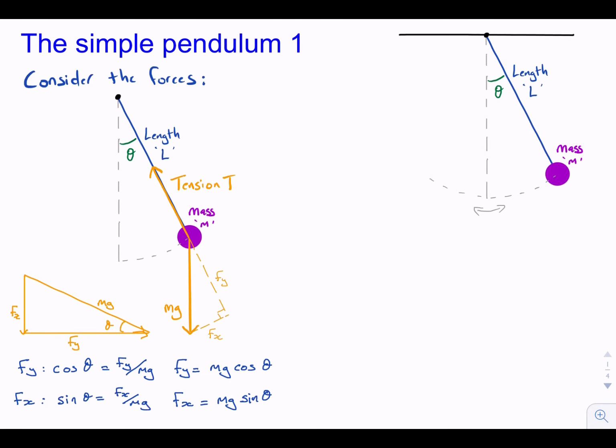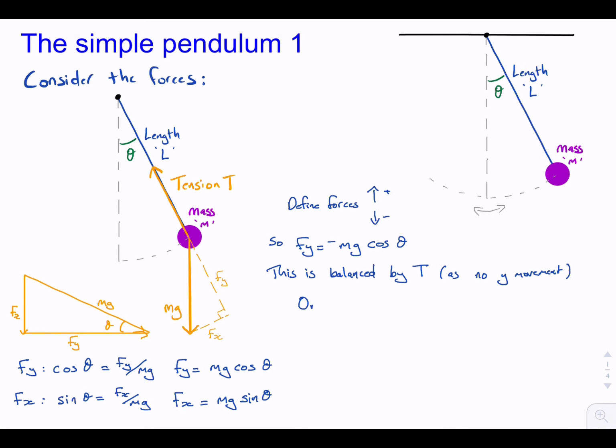Now we can define the directions of the forces. We see that this will be negative. So Fy equals minus mg cos theta, and if we have a look at our free body diagram, we can see that this is balanced by the tension T, because we have no movement in the y direction. So our total force must be just equal to the x component, Fx. And this is equal to Fx equals minus mg sine theta. This is the restoring force that is pulling the mass back down to the equilibrium position.